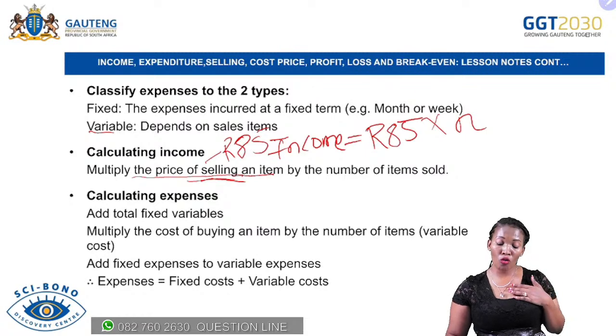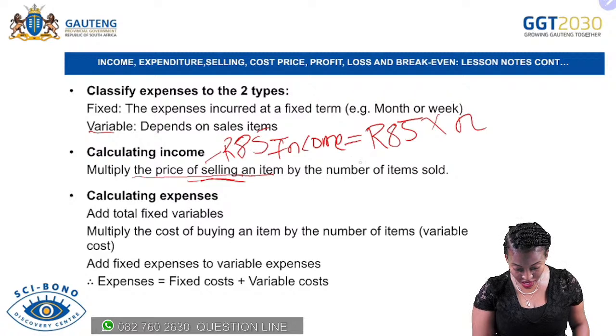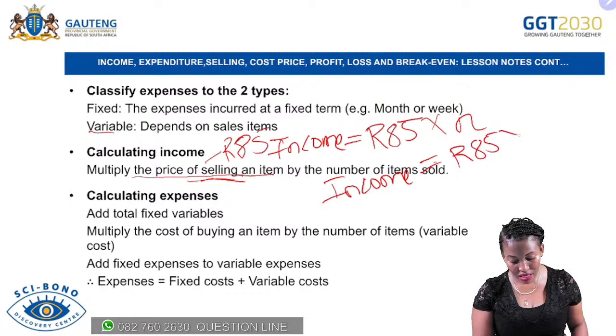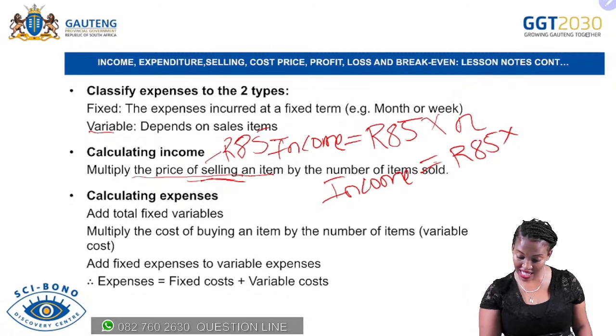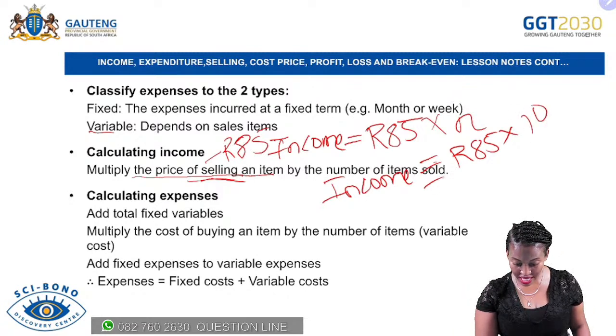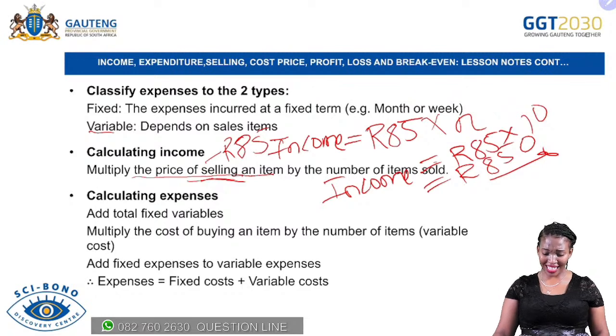If you wanted to know my income for selling 10 calculators, you will say, okay, the income for selling 10 calculators would be equal to 85 rand multiplied by n, where n represents the number of calculators. And how many calculators did I sell now? 10 calculators. So my total income would be 850. I hope that makes sense, guys.